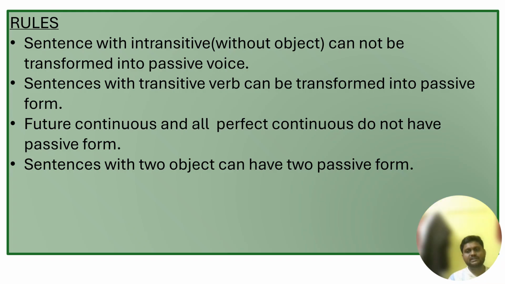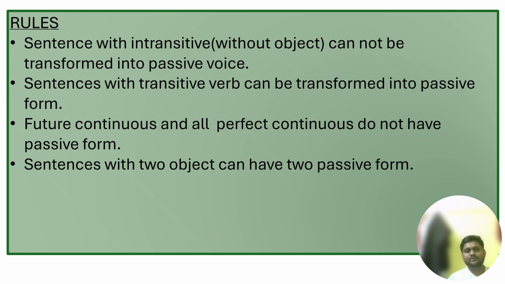As we all know, there are two kinds of verb, transitive verb and intransitive verb. Transitive verb has an object, whereas intransitive verb does not have an object. And for conversion from active to passive, we need an object. So, transitive verb can only be transformed into passive voice. Intransitive verb cannot be transformed into passive voice.